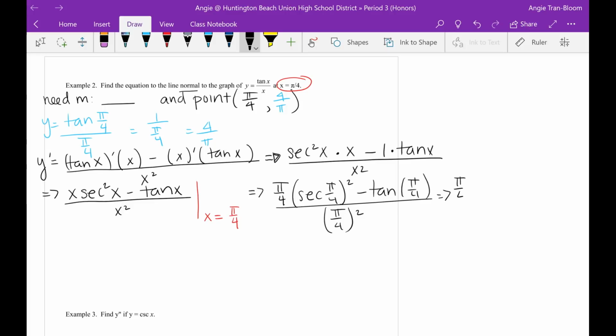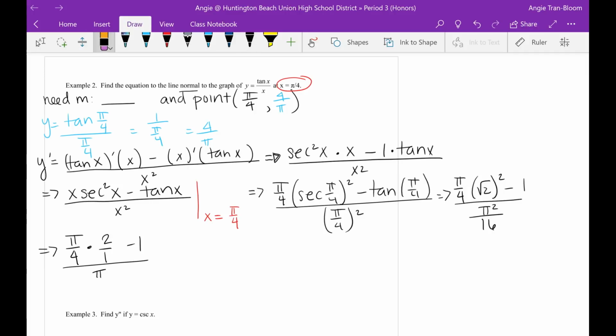I'm going to keep pi over 4 as pi over 4. Secant of pi over 4 is going to be root 2, so I'm going to write root 2 and square that. Minus tangent of pi over 4, which is a nice number. It's actually just 1, all over, I'm going to leave this as pi squared over 16 because I don't have a calculator. And keep going. Then this is pi over 4, the square root squared is now just 2, over 1 minus 1, all over pi squared over 16.